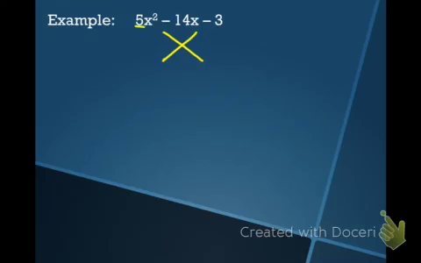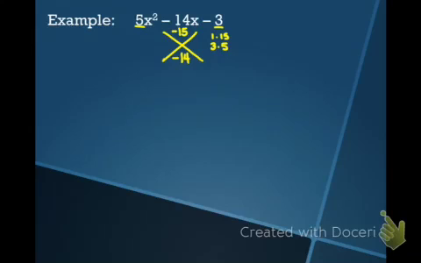Now, I'm going to multiply a times c. 5 times negative 3 is negative 15. And then b goes on the bottom, that's negative 14. We need to figure out what multiplies to negative 15 and adds to negative 14. So if I list out my factors, 1 times 15, 2 doesn't go into it, 3 times 5, and those are the only two pairs of factors.